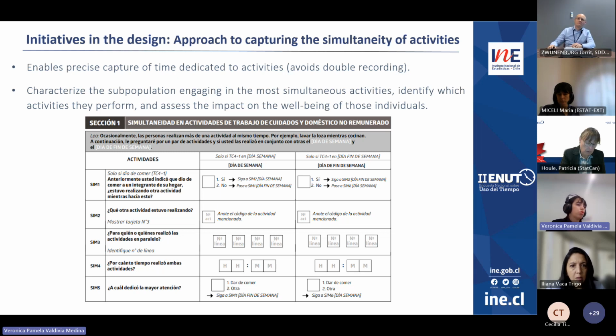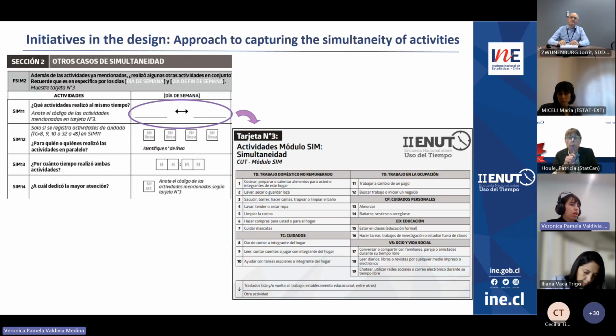This module has 2 sections. The first one probes simultaneous activities for a care work activity and for a domestic work activity. The second one has blank space to fill in 2 pairs of pre-coded activities. These pre-coded activities, of course, are linked with the activities in the stylized questionnaire, so we have the means to analyze them.